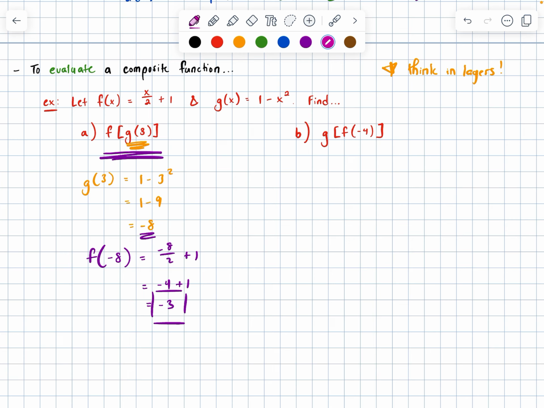And I hope that you can see here that what happened is literally that the output value of negative 8 from our function g became the input value for our function f.